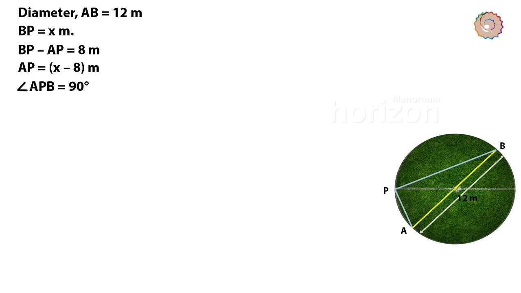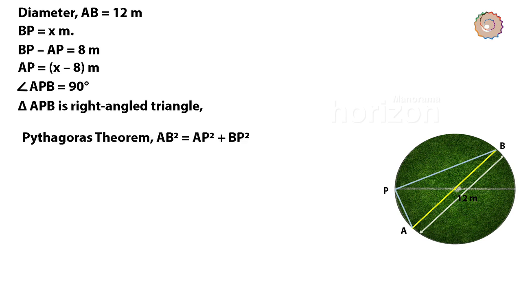Since the angle in a semicircle is a right angle, angle APB is 90 degrees. So triangle APB is a right angle triangle. By Pythagoras theorem, AB square equals AP square plus BP square.